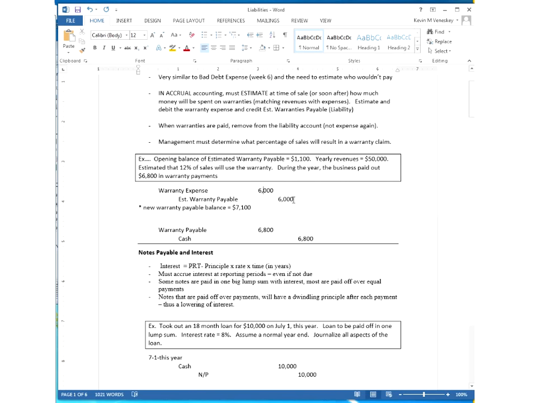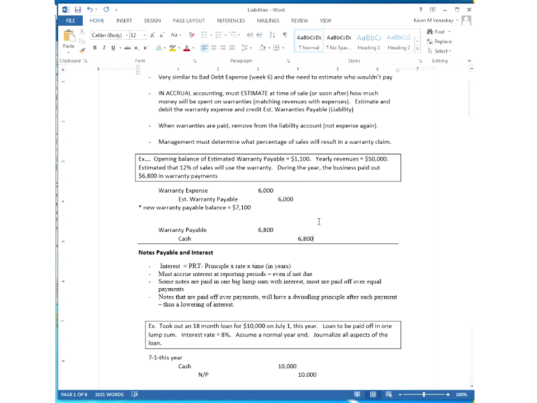So I need to add $6,000 to this year's warranty expense, and then add that to the beginning balance of my warranty payable. So now my warranty payable is up to $7,100. Then if I pay out $6,800 in warranty payments, notice I don't expense it again. I simply take it out of this payable account that I thought I would owe, and I owed most of it. So the balance is $7,100.